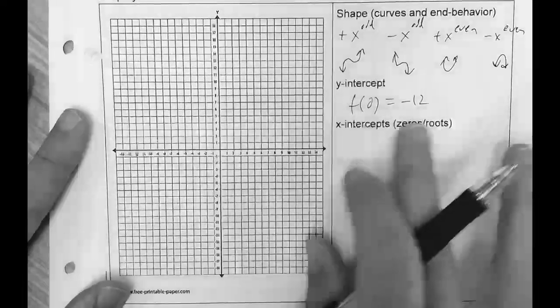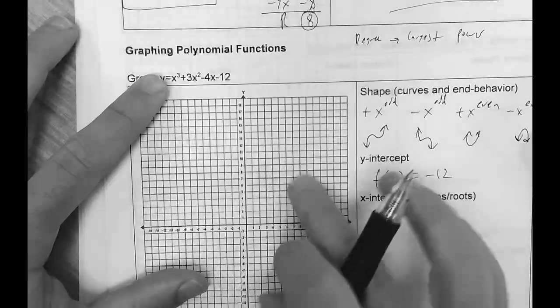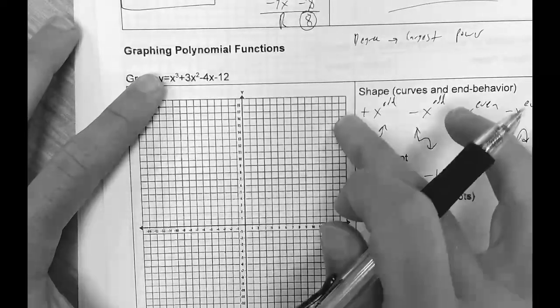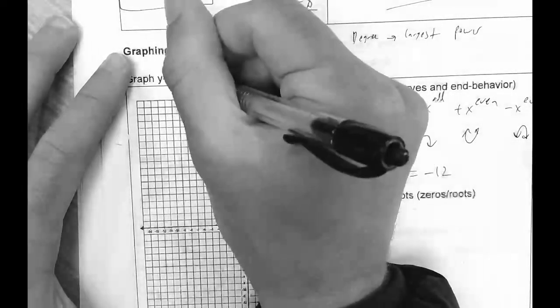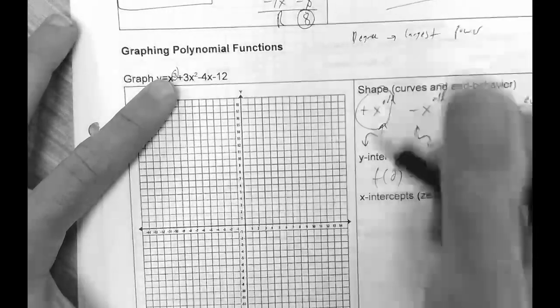Let's start by just graphing. Let's look at this problem. So it's going to end increasing, and it's going to go up to the right and down to the left. I know that because the degree is odd and it's a positive leading coefficient, so it's going to follow this rule.